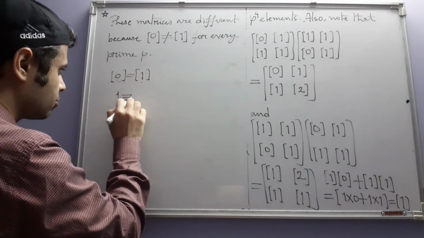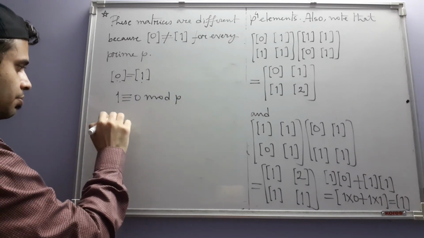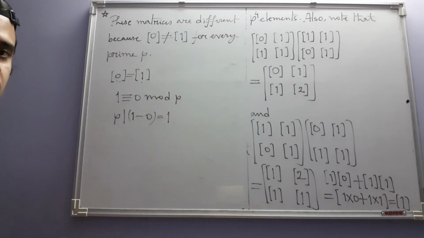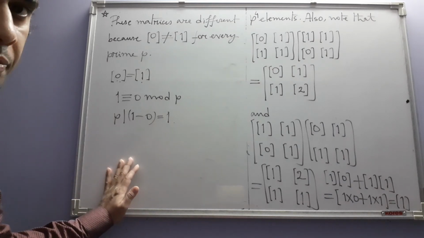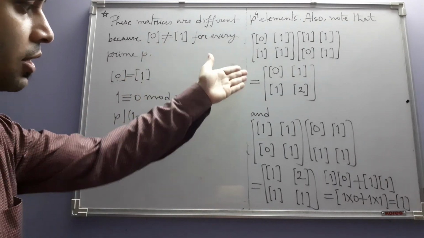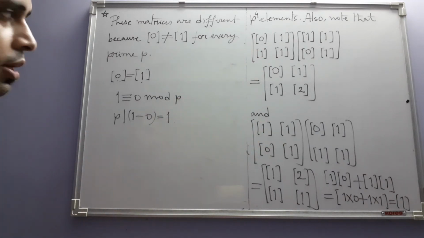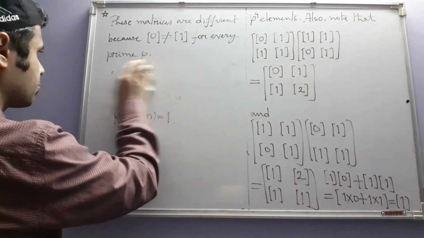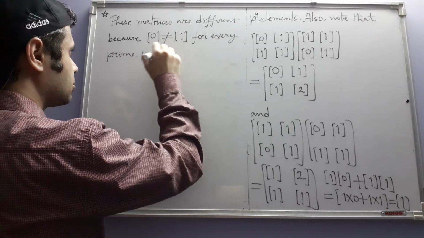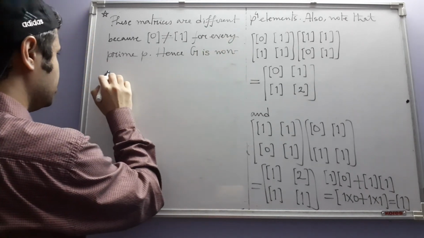So 1 should be congruent to 0 mod P, and by definition this means P has to divide 1 minus 0, which is nothing but 1. This never happens. No prime divides 1. So that's why this cannot happen. They are never equal, and as such we get two different matrices. So these two matrices do not commute, so the group is non-abelian. Hence G is non-abelian.